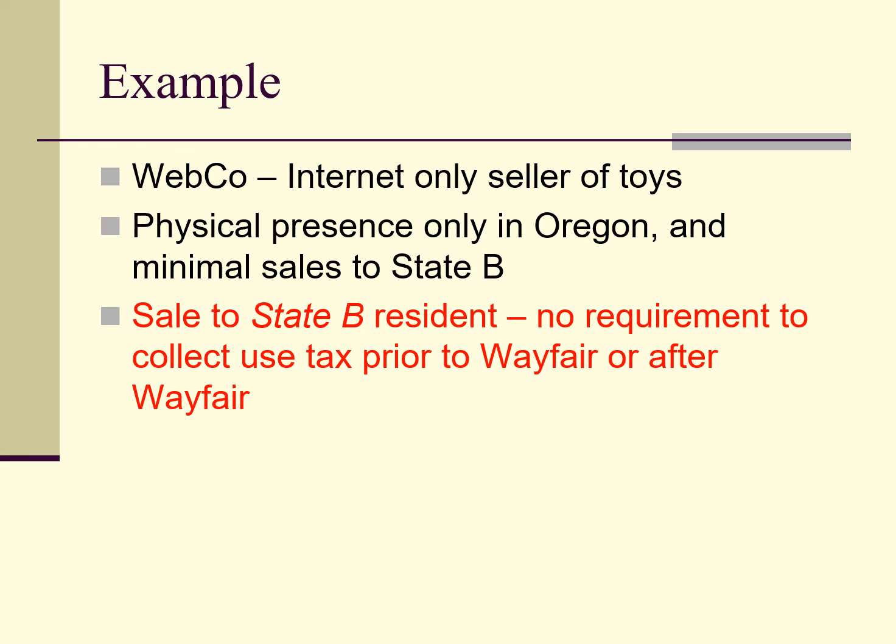The company sells to Jones, a State B resident. State B imposes both sales and use tax on toy sales. Prior to Wayfair, because Webco had no physical presence in State B, the state could not require Webco to collect use tax. Also, sales to State B are relatively minimal, and after Wayfair, there's not sufficient economic activity to create nexus under a Wayfair type rule.